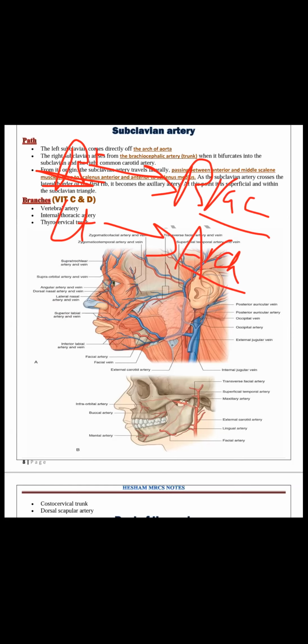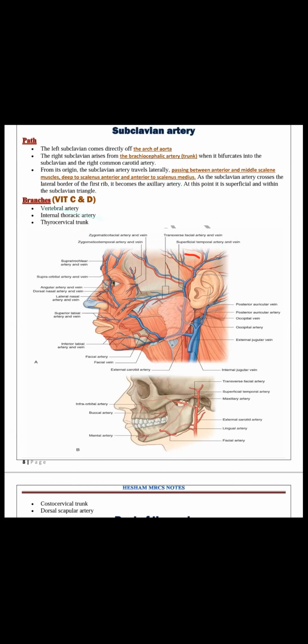This subclavian artery has a very important relation in its course. It passes just posterior to the scalenus anterior, between scalenus anterior and the medius. And this is the most important landmark. So here, it is deep to scalenus anterior and anterior to scalenus medius.